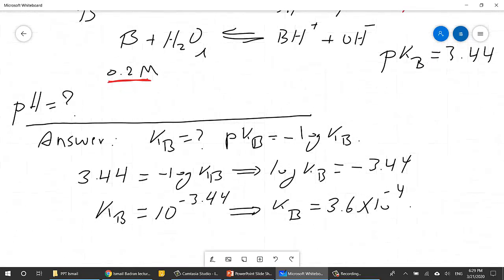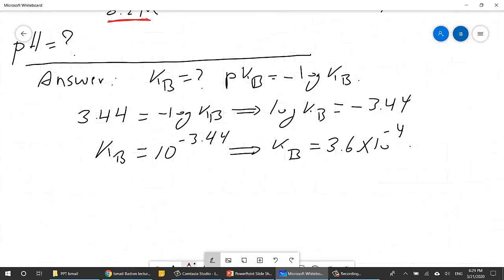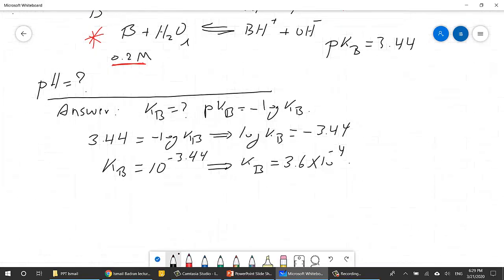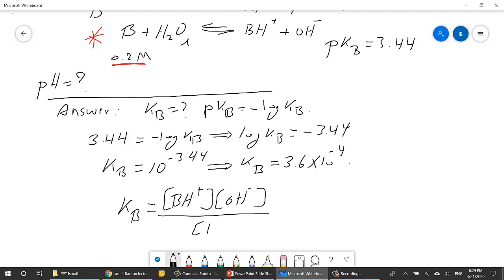Now from this equation here, you can write the Kb for this one. You cannot write the Ka because this is a base equation, not an acid equation. So the Kb, which is the equilibrium constant for the base, is again products divided by the reactants, which is BH plus times concentration of OH minus, they are both aqueous, divided by concentration of B.